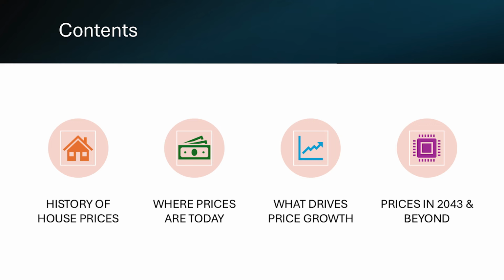So in today's episode I'm going to discuss a few things. First of all, the history of house prices. Secondly, where house prices are today. Thirdly, what drives price growth, and then finally, prices in 2043 and beyond. I'll give everyone a word of warning, these numbers are going to be insane. Not everyone's going to like seeing it, but if things continue how they are, this is what it will be. Let's look at the history of house prices.